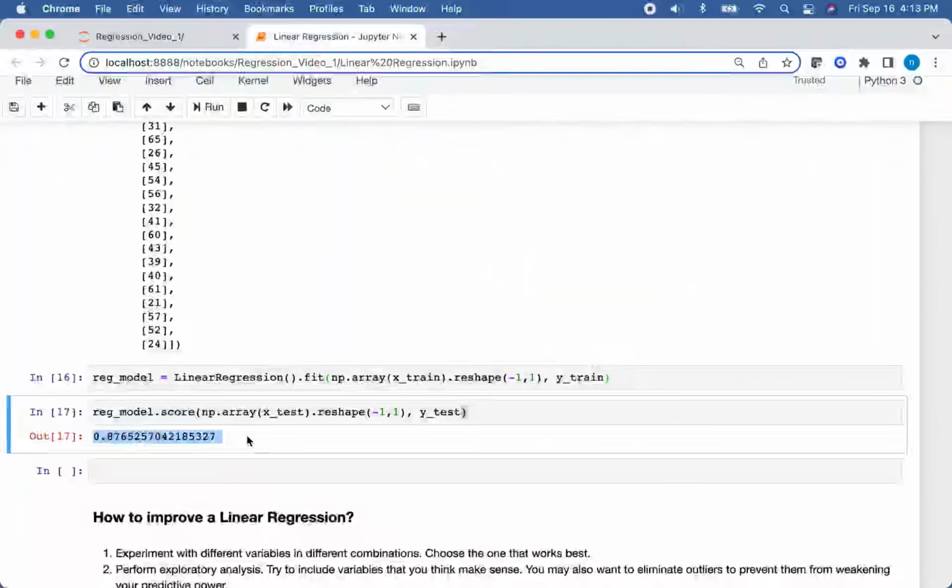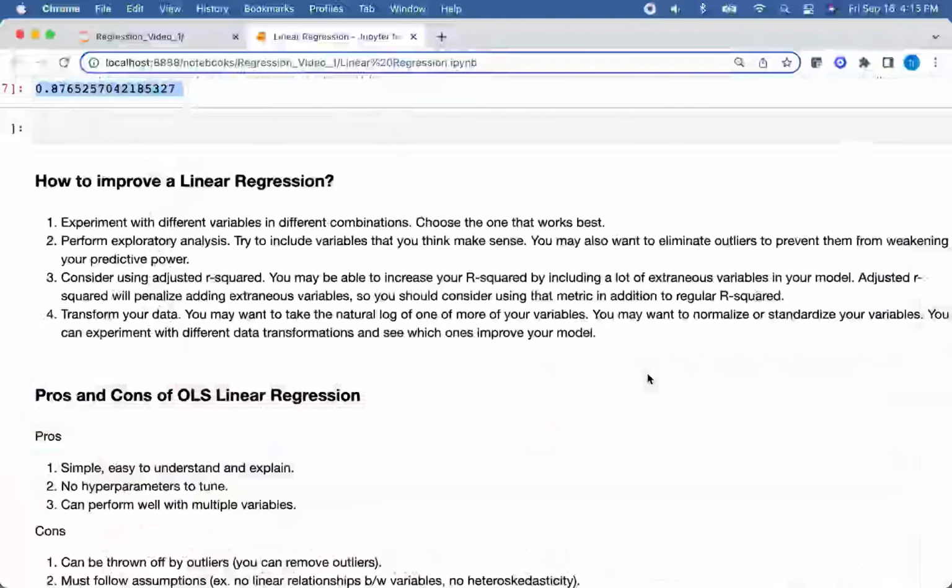Now that I've shown you how you can implement a linear regression in Python, let's talk about some ways we can improve our model. One way you can improve your regression is to experiment with different variables and different combinations of variables and then choose the model that performs the best. You can also perform exploratory data analysis and include the variables that you think make sense. You may also want to eliminate outliers to prevent them from weakening your predictive power.